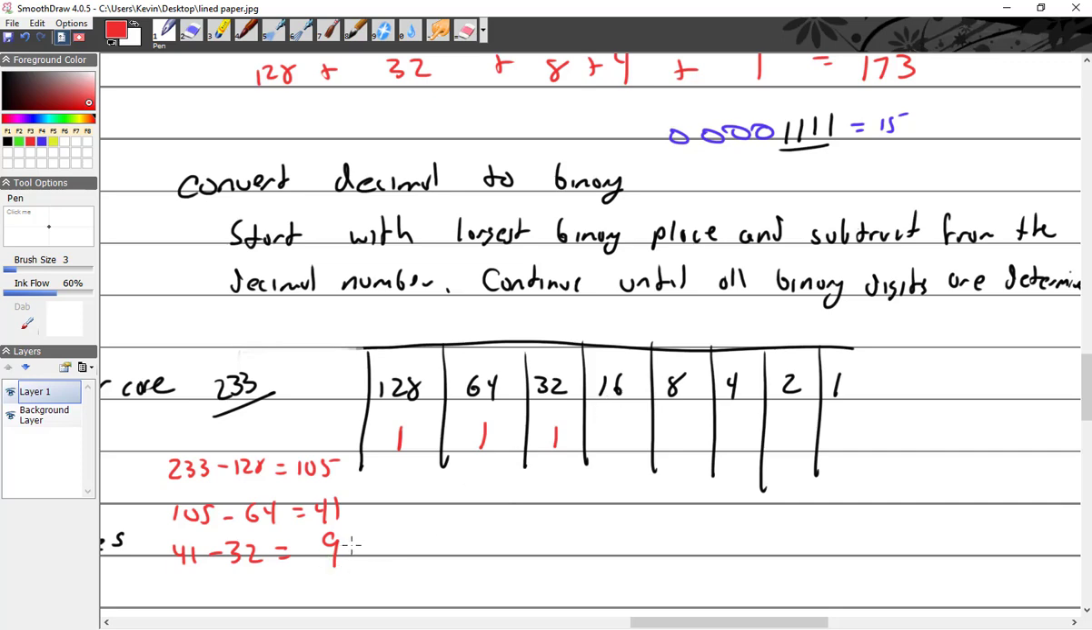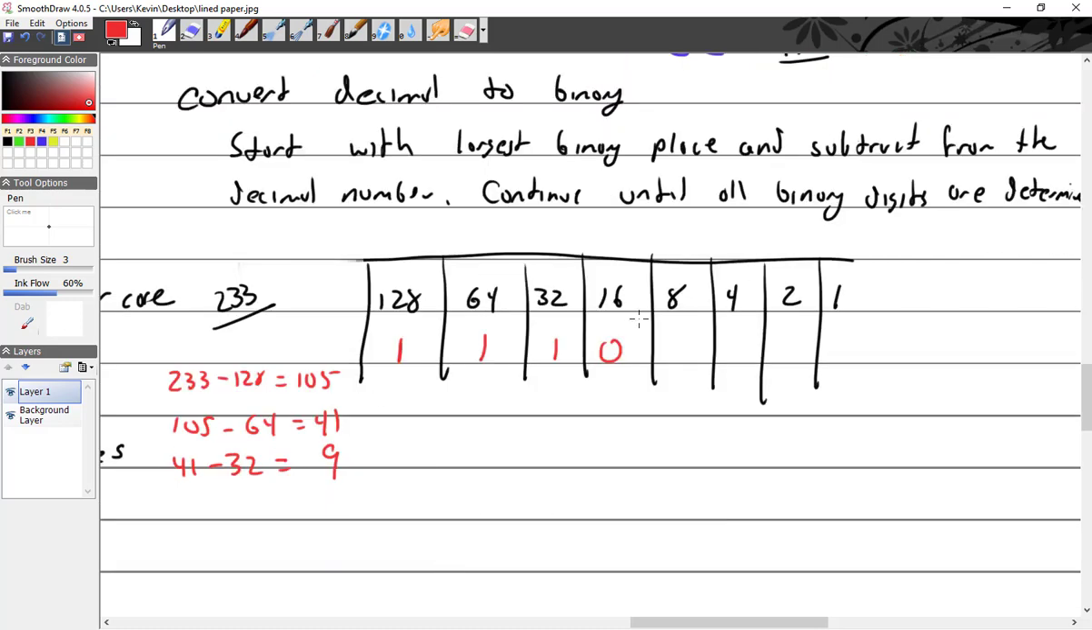Can 16 go into 9? Nope. So I put a 0 right there. All right. Can 8 go in there? Okay, 8 does. So I'm going to do that. Now I'm going to go 9 minus 8 equals 1.